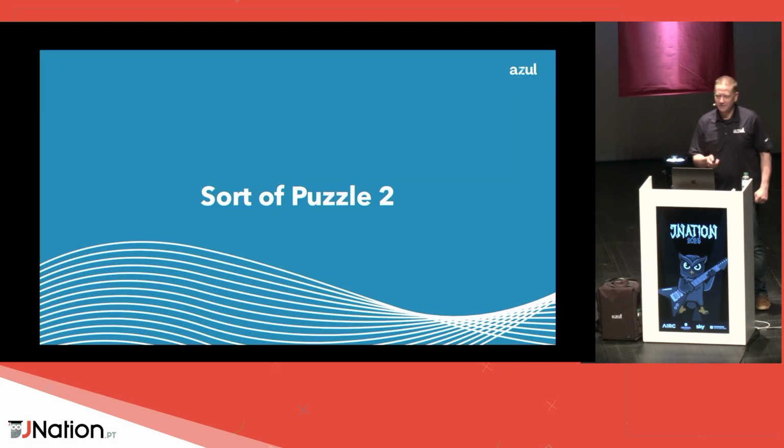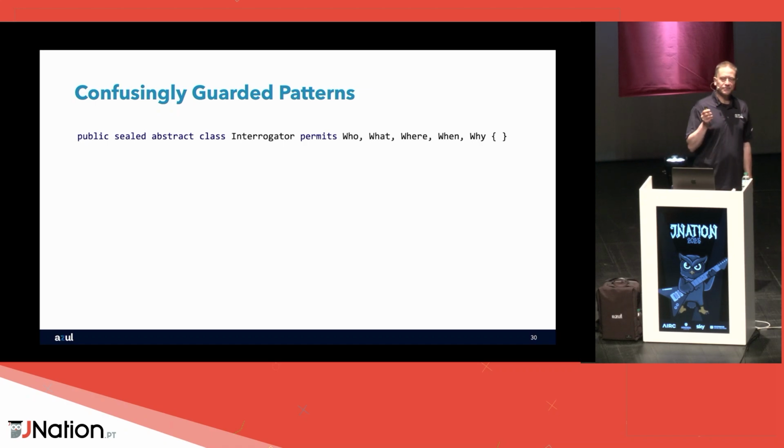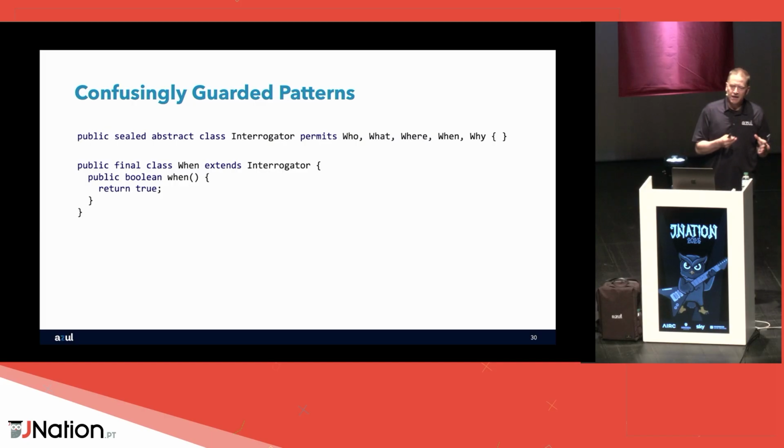Sort of puzzle two. This one's not quite one that requires you to vote on it, but it's more a sort of explanation, shall we say. Confusingly, guarded patterns. So let's start with our sealed class. We're going to make it abstract. We're going to call it Interrogator. And this is going to have a number of subclasses which are Who, What, Where, When, and Why. So we're then going to create a class When, which extends Interrogator. So this is just the definition of the When class. And we're going to include in that a method called when, which returns a Boolean.